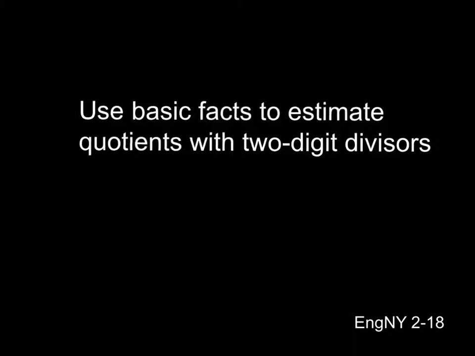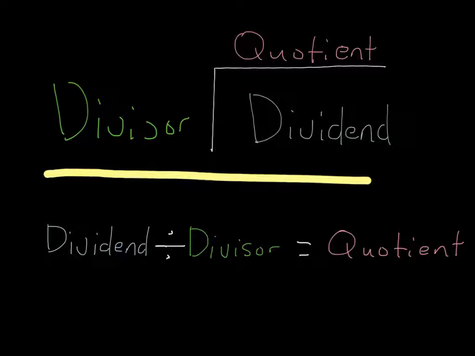Again, with this lesson, it's important to remember the difference between your divisor, dividend, and quotient, and the different ways that it can appear. As with last time, we are estimating, so remember that your quotient is not going to be as precise as if you solved it. It is an estimation.